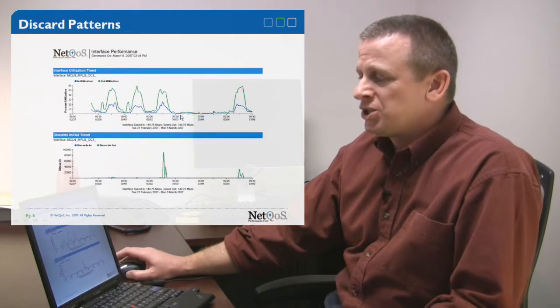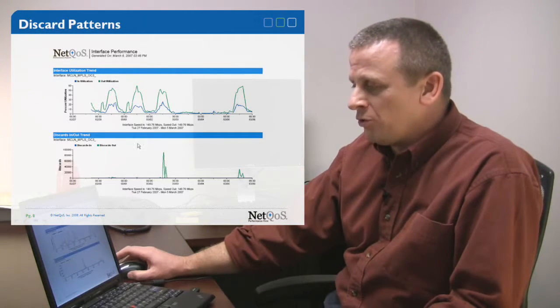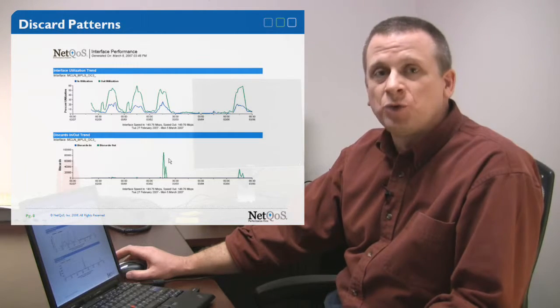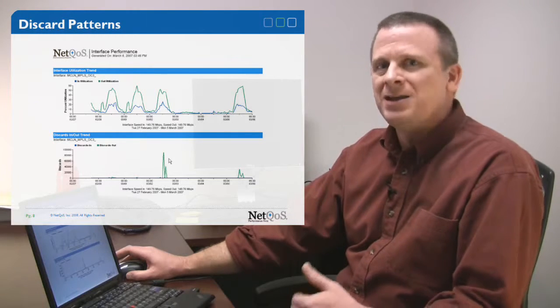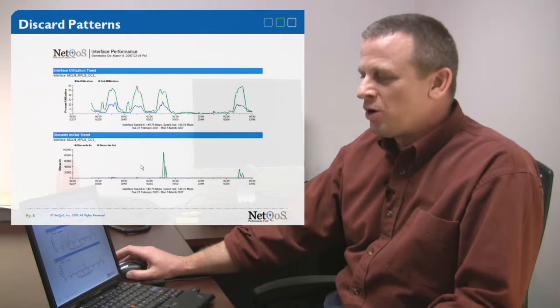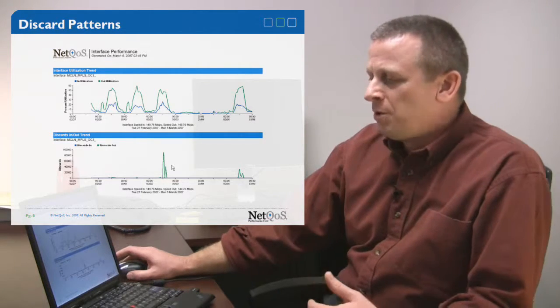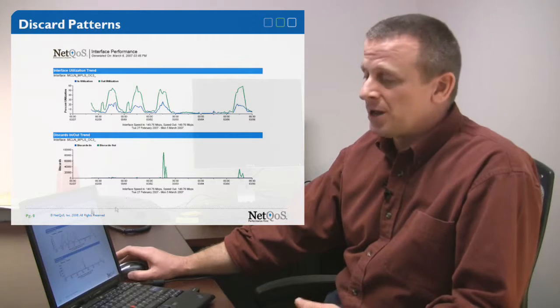If we look at that same graph over time, in this case a week, we can see that on this particular day we had over 80,000 discards, which is very significant, and I guarantee your phone's ringing, your boss's phone's ringing, and his boss's phone is ringing because whoever is at this remote site is very upset about this performance. Because nobody's been doing anything about it, now it's gotten really bad.